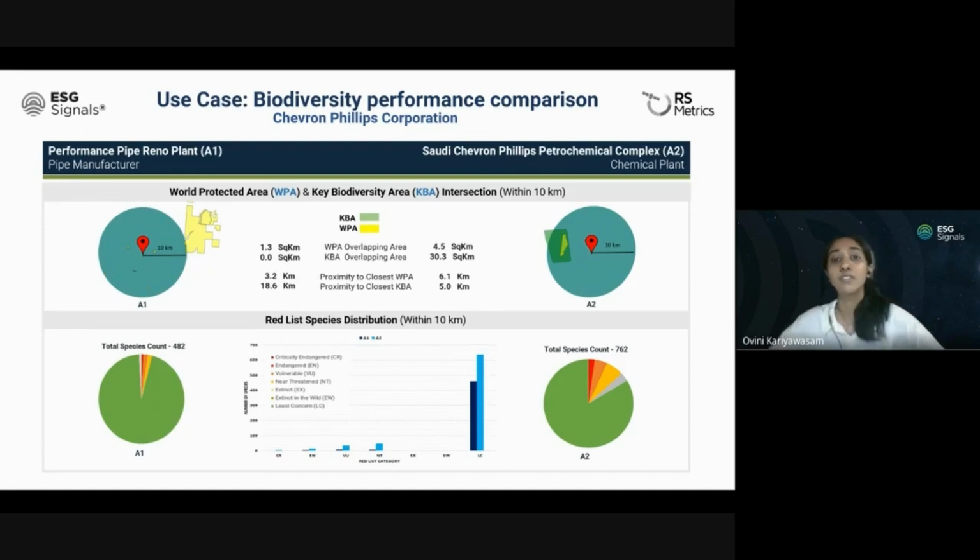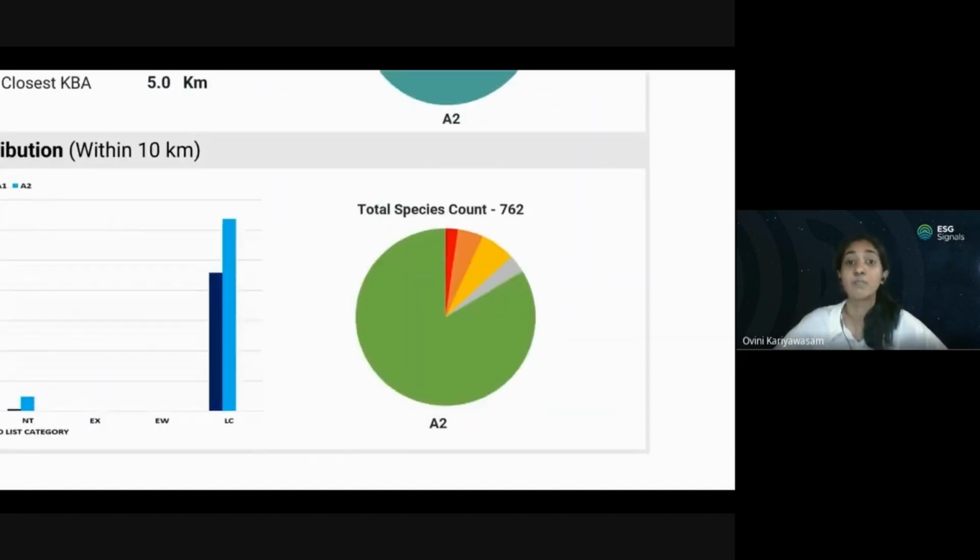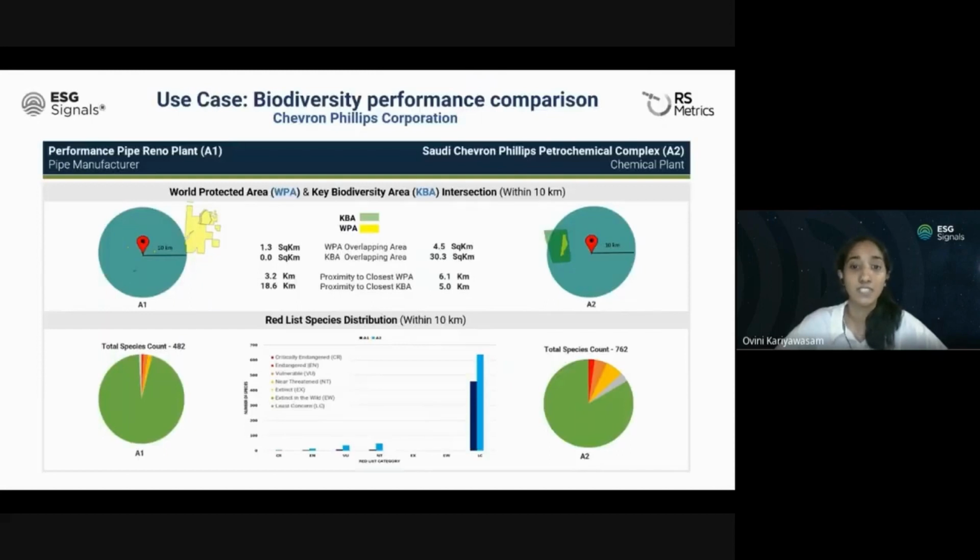So even though these two assets belong to the same company, the impact on biodiversity is different. It depends on the location, whether it's close to a KBA or not, the asset type, if it's a chemical plant or an oil plant, and it also depends on the ecosystem that it belongs to, which is marine, freshwater, or terrestrial.